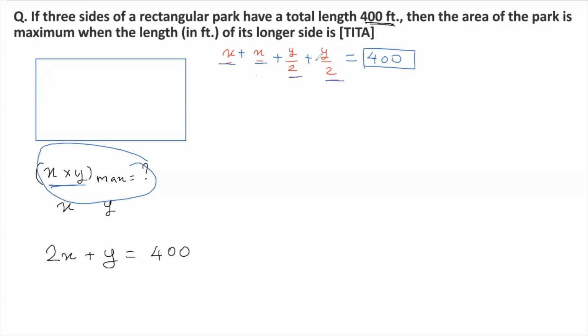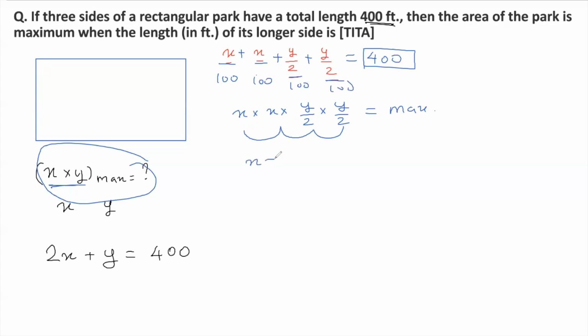Like we have two or more positive numbers. When their sum is constant, guys, the product will be maximum, right? The product will be maximum when all the numbers are equal or as close as possible, if they're distinct. But here they can all be equal, right? So if the sum is 400, each of these numbers can be 100 each, right? So x is 100, y by 2 is also 100, and y by 2 is also 100.